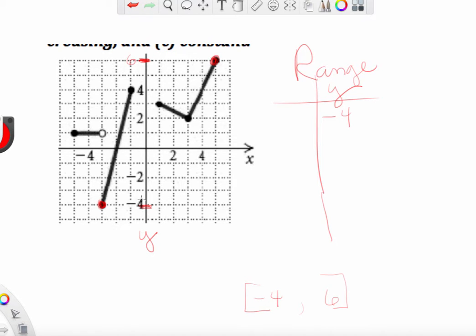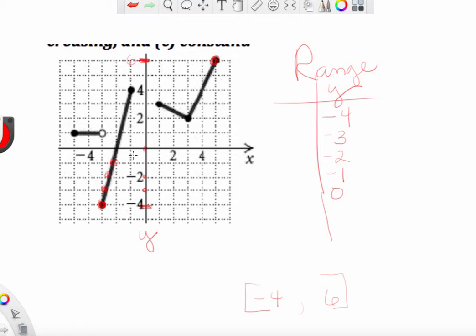Do I have an ordered pair that has a y value of -3? Yeah, I do. It's right to the left of me. So -3 is in your range. Do I have an ordered pair that uses a lowness or y value of -2? Yes, I do. It's right over there. So -2 is in your range. Do I have an ordered pair that uses a y value of -1? Yes, I do. Do I have an ordered pair that uses a y value of 0? Yes, I do. It's -2.